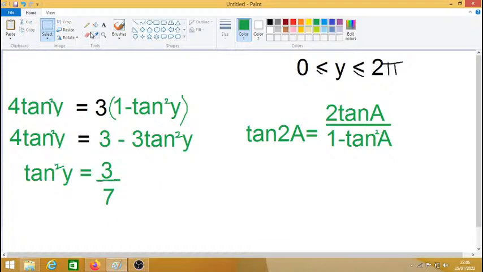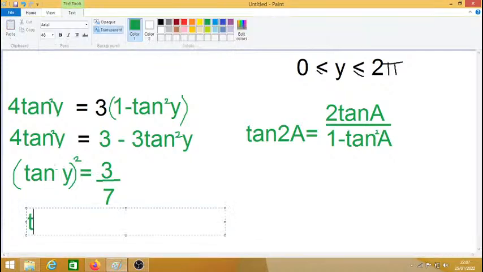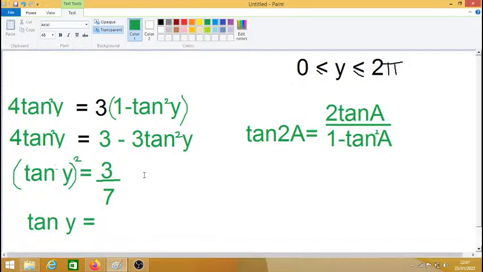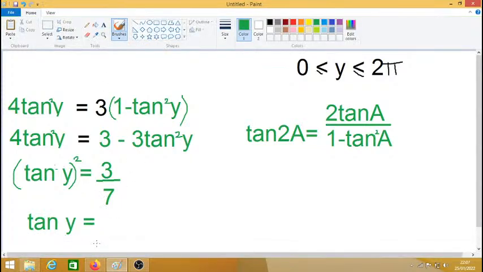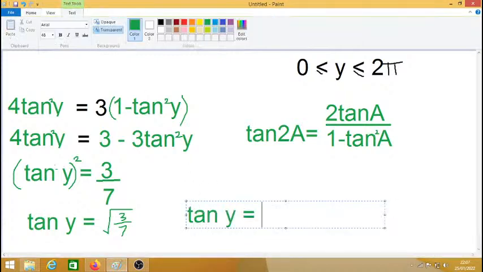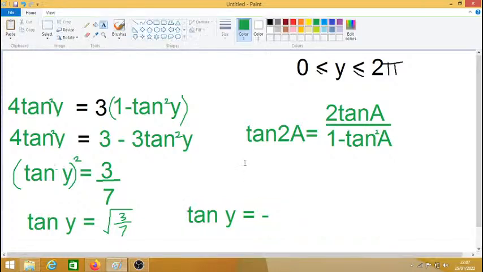Remember what the squared really means. It means tan all of tan y squared. So I'm better off writing it as what it means. Now I can square root both sides and I'll end up with tan y is equal to the square root of 3 over 7. But square roots give you two answers, a positive and a negative. So I have to also write the negative answer, which is tan y is equal to minus the square root of 3 over 7.